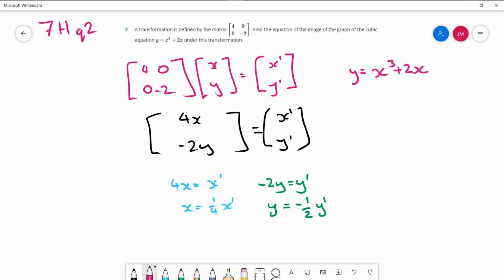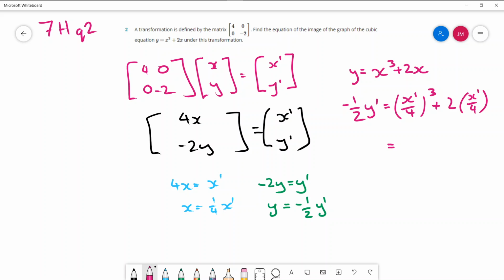Last step is to go to our original equation, which was y equals x cubed plus 2x, and now I'm going to be subbing in these new values. So for y, I'm going to put in negative 1/2 y dash, our image, and then for x, I'm just going to write this as x dash on 4, all cubed, plus 2 times x dash on 4.